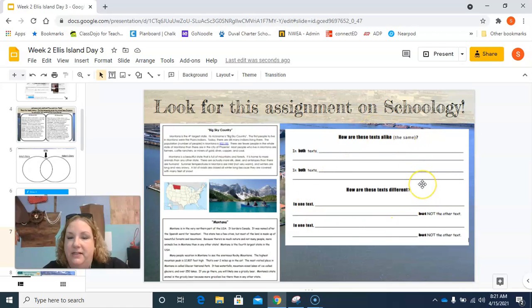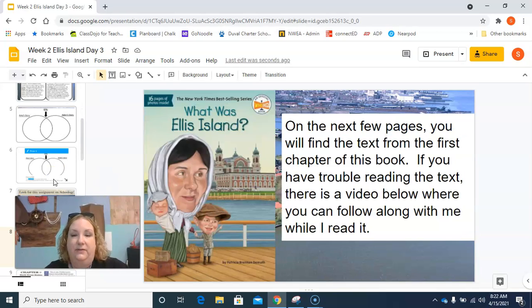This is a half sheet that you have in Schoology. It's kind of different from a Venn diagram, but it asks the same thing. In both texts, you're going to compare two things that are the same in both texts. And then how are they different? In one text, it says this, and in the other text, it says this, okay? They're just asking you for two of each. So two things that are the same, two things that are different. And you will turn that in on Schoology.